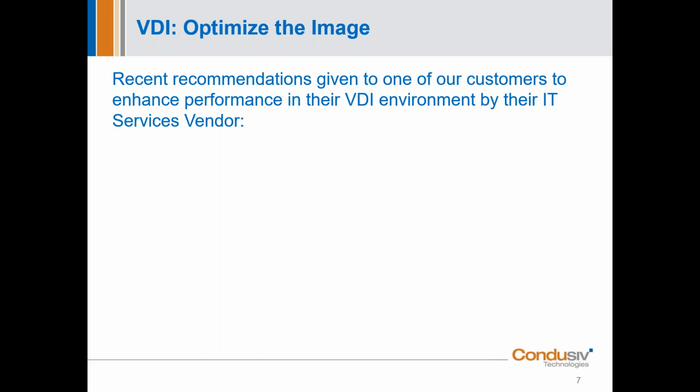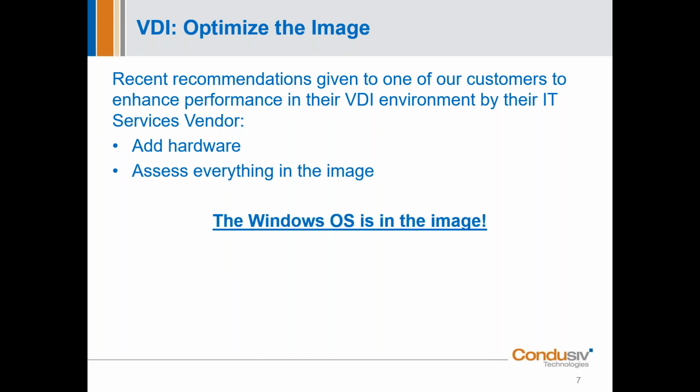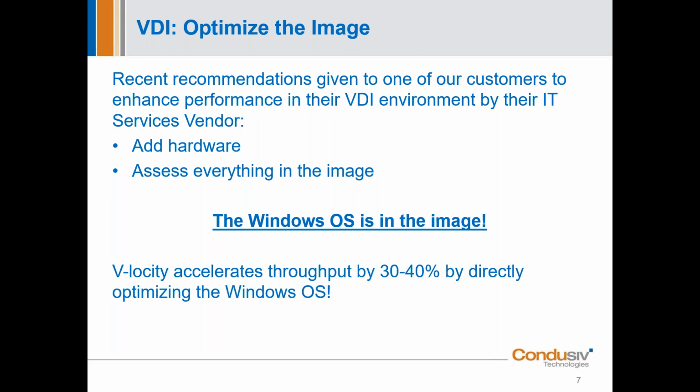And it was really interesting. I asked him, well, what did the vendor say about this application? And he said, well, they told us to add hardware and assess everything in the image. And as we were talking, I got a chuckle because it crossed my mind. He knows our product very well. We install in the Windows operating system. But I said, it just occurred to me that the Windows OS is in the image. And we started laughing. And he's like, you're right. Because what we can do with Velocity is give you back 30 to 40% more throughput by optimizing the Windows OS, which is a core part of the image.